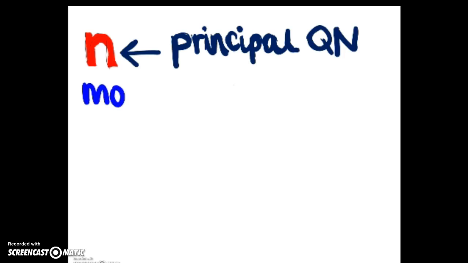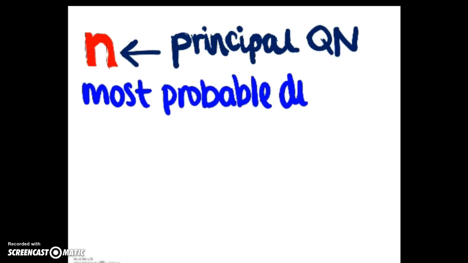The principal quantum number tells us the most likely distance to find an electron. So, as we had an electron with n equals 1 before, this tells us it's in the first shell, but that also means there's a better chance of finding it close to the nucleus than if we had an electron with an n value of 3.